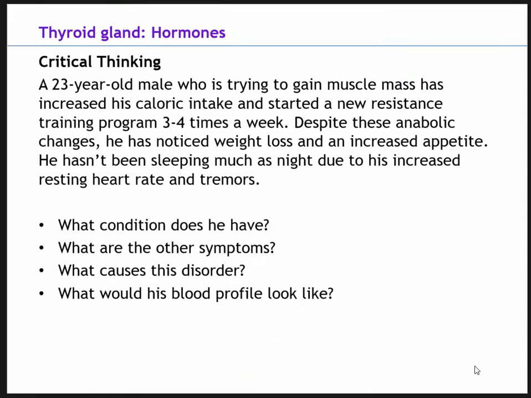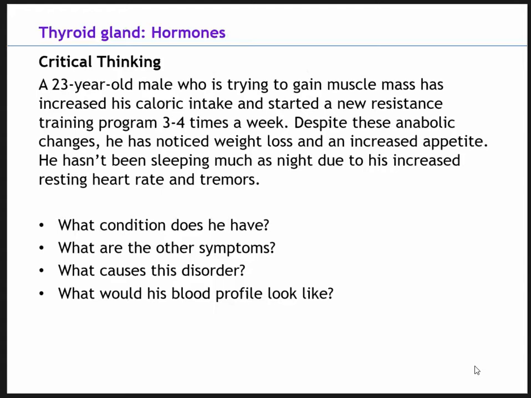All right, so next, what we normally would have done would be this critical thinking problem. If you read it, we can kind of answer it together. A 25-year-old male trying to gain muscle mass has increased his caloric intake and started a new resistance training program. So he's eating more and he's lifting weights more. But despite anabolic changes, which are normally a building up effect, he's actually noticed the opposite effect. He's noticed weight loss. So even though he's eating more and lifting weights, he's losing weight.